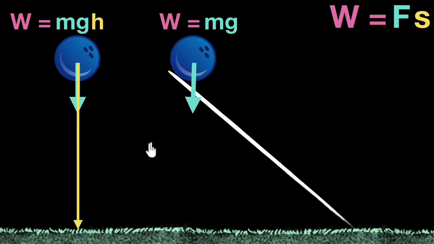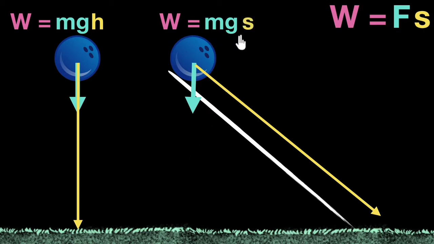But what about the second case? Now, in the second case, the displacement is from here to here, which is more than the height of the ball, right? This length, as you can see, is larger than the height. And so if we call this S, we might say in this case, the work done will be mg into this displacement. And therefore, we might conclude that more work is done by gravity in this case, right?